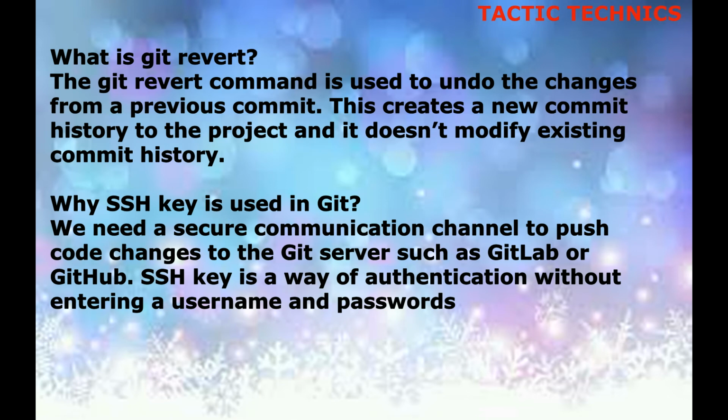What is git revert? The git revert command is used to undo the changes from a previous commit. This creates a new commit in the project history and doesn't modify the existing commit history. Why is an SSH key used in Git? We need a secure communication channel to push code changes to the Git server such as GitLab or GitHub. An SSH key is a way of authentication without entering a username and password.